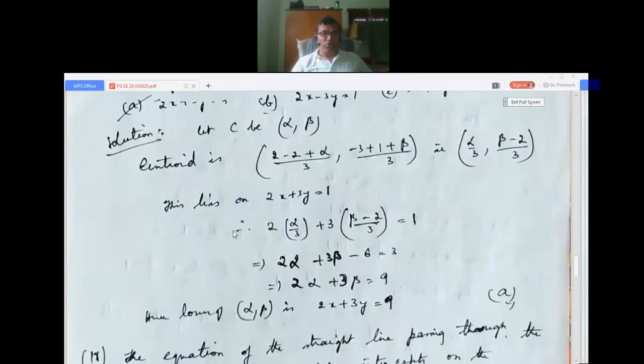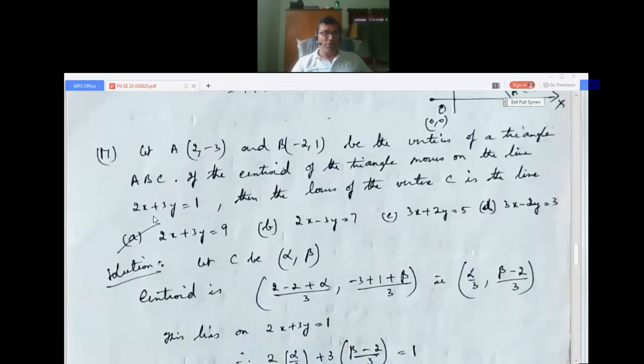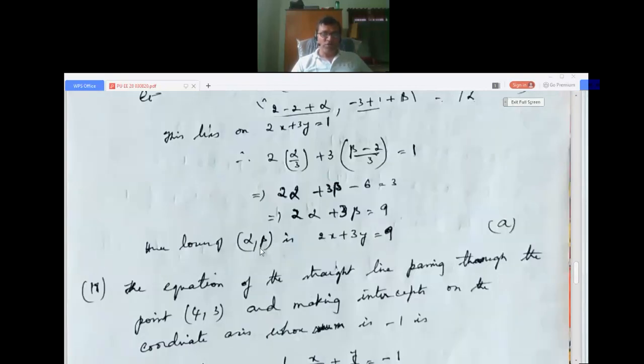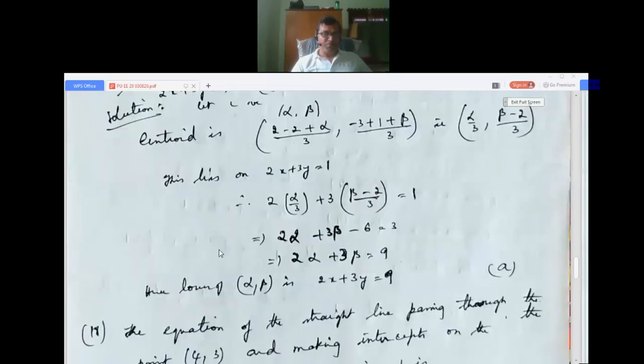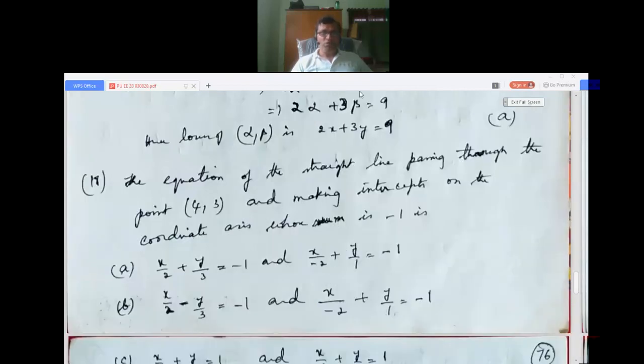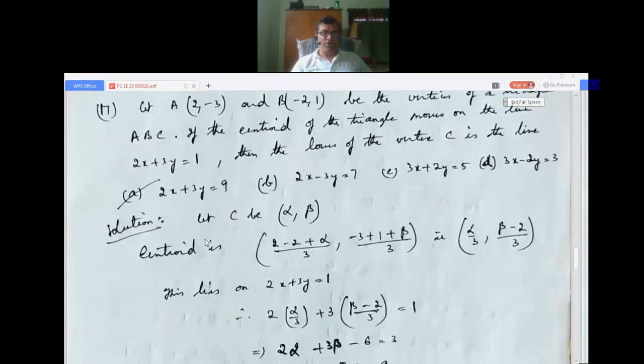So it is the first option. The locus of (alpha, beta) will be 2x plus 3y equals 9, so option number 1. Now question number 8. I hope you have followed this. If you want, I'll explain once again.